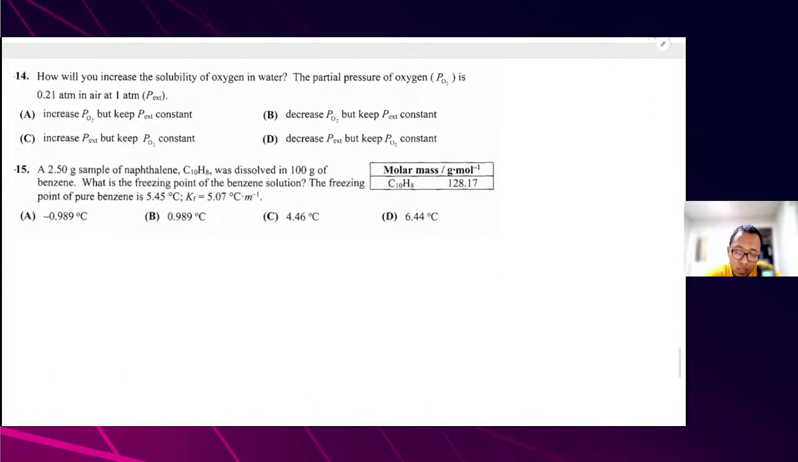How will you increase the solubility of oxygen in water? The partial pressure of oxygen is 0.21 in air at 1 atm.